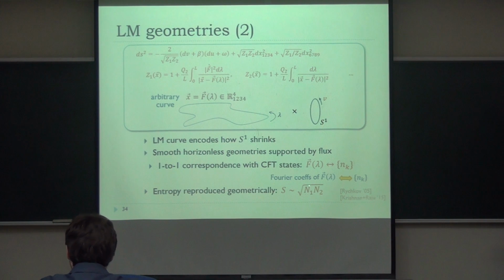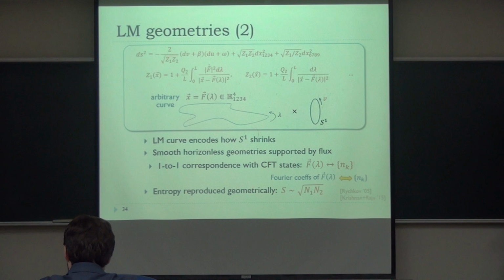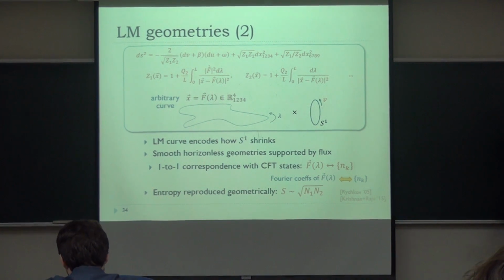And the dictionary roughly is like this. You have this curve, which is parameterized by this f of lambda, and you can Fourier expand this f of lambda, and then the excitation number of each Fourier mode is the number n_k on the CFT side. So that's the dictionary. And you can even quantize the fluctuation of this curve in gravity, and you can find that the entropy is square root of n1 n5, and this is actually the same as what you expect from the CFT. This was done by these people, so this is nice.